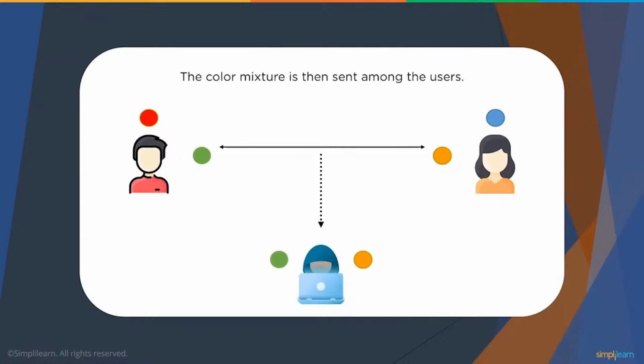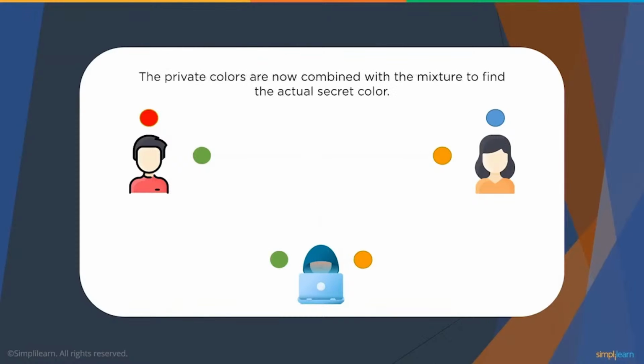At this point of time, even if the mixtures are exchanged, the hackers have only that, the mixtures. They do not possess the private colors of both users. After the mixtures are received, they are supposed to mix their own private color with the received mixture of the opposite user. Once the colors are mixed, they will both get a single color, which will be selected as the final secret color, or it can be a final secret key.